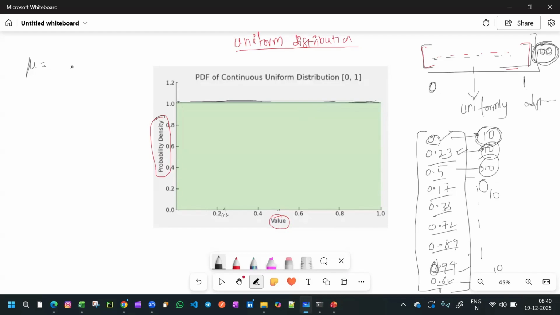So mu, the mean, and the mode are equal to 1 by 2 times A plus B. Here A is the minimum value present in the list and B is the maximum value. It could be anything: minimum 0 and maximum 1, or minimum 100 and maximum 150. So I can also say half of min value plus max value. This is my mu and this is my mode also. Clear so far?